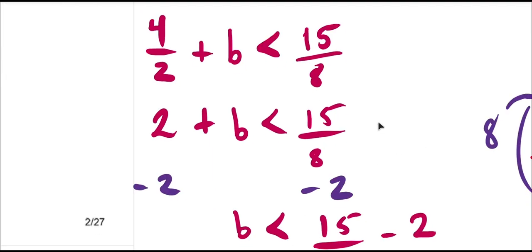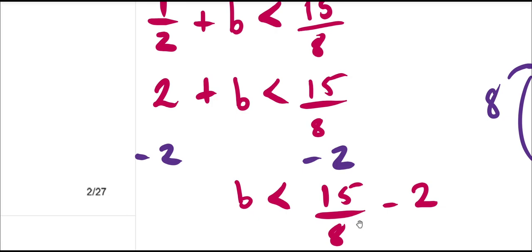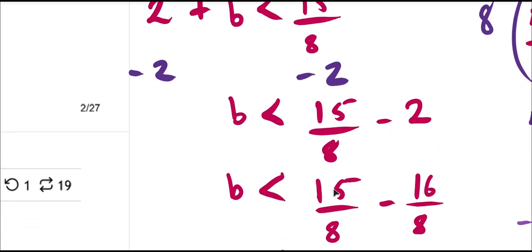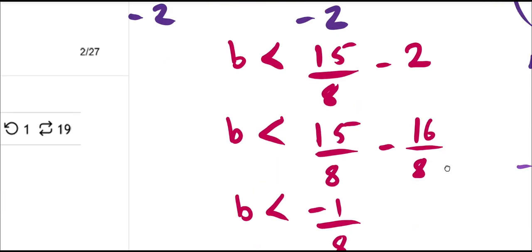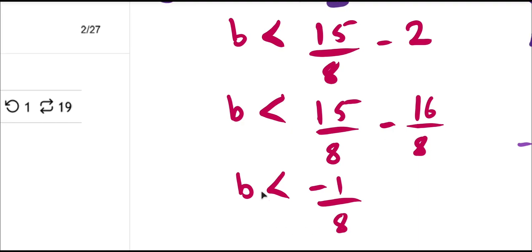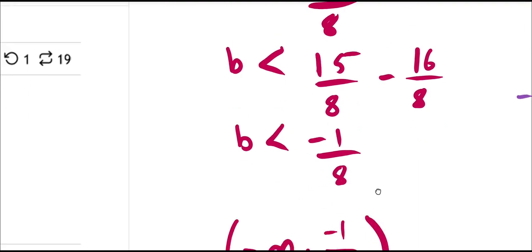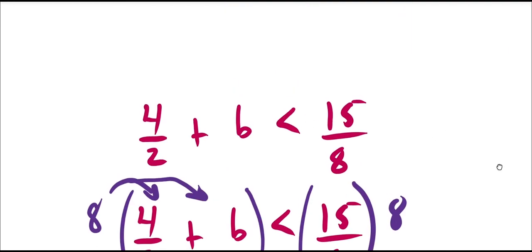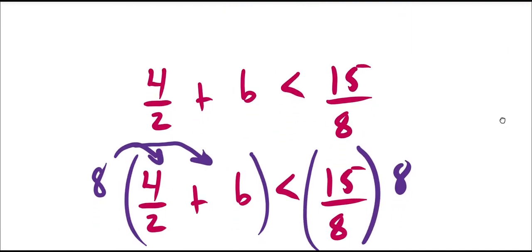Now, minusing 2 on both sides, we will wind up with 15 over 8 minus 2. We're going to have to get that in like bases before we can subtract one fraction from another. So multiplying on the top and bottom by 8, we get 16 over 8. And this difference gives us b is less than negative 1/8. That means we're going all the way up from the lowest possible numbers up to negative 1/8, and then we don't include it because this is a strict inequality. It doesn't include its edge case. Another way we could have approached the problem is to clear denominators first.